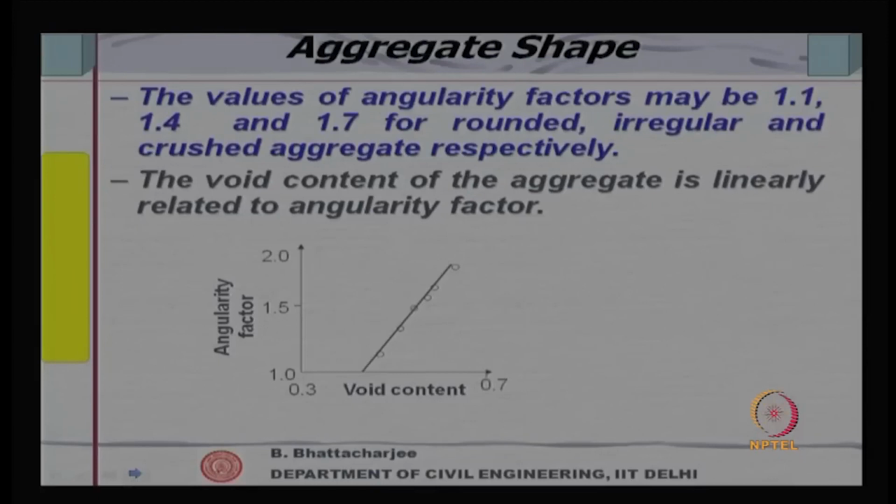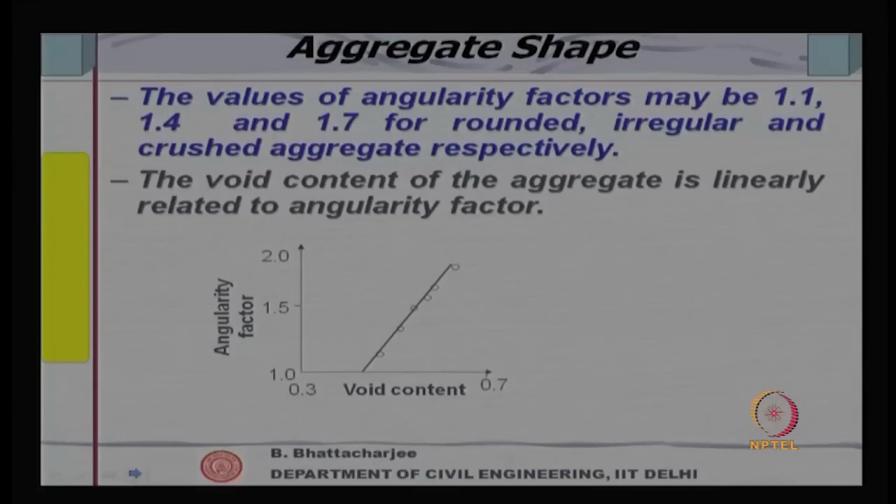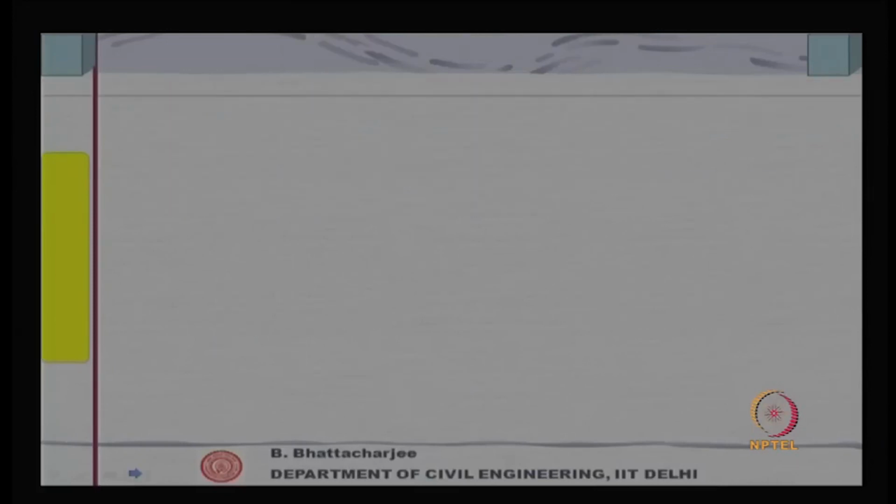Now, the more the voids, the more paste would be required to fill in the voids, and that is why shape is very, very important in case of concrete, and that is why you are looking at shape. The size has got a role also, we shall check that role of the size.